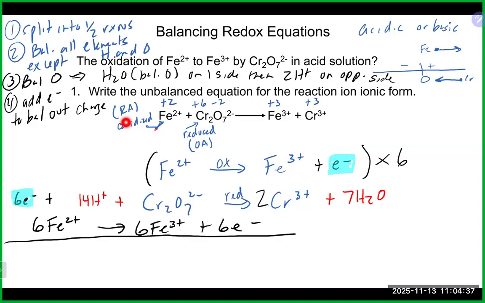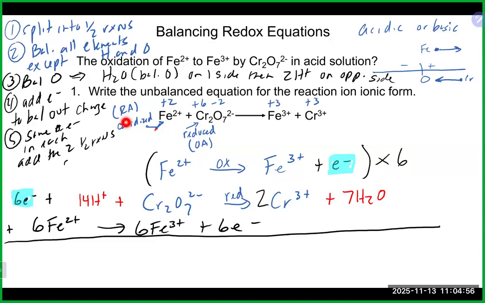Now that we have everybody with the same number of electrons, we could add these back together. As long as we got the same number of electrons in each, you could add the 2 half reactions together.